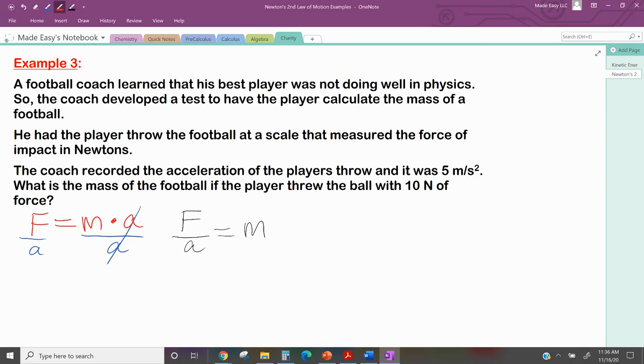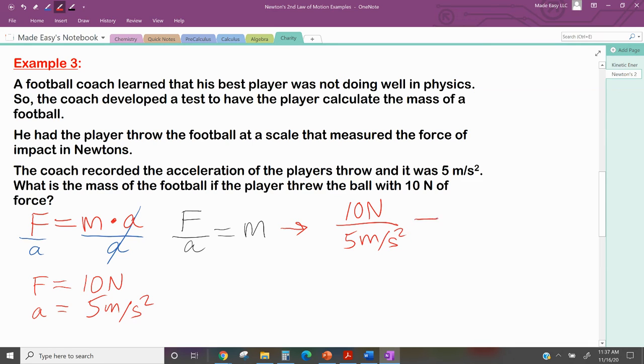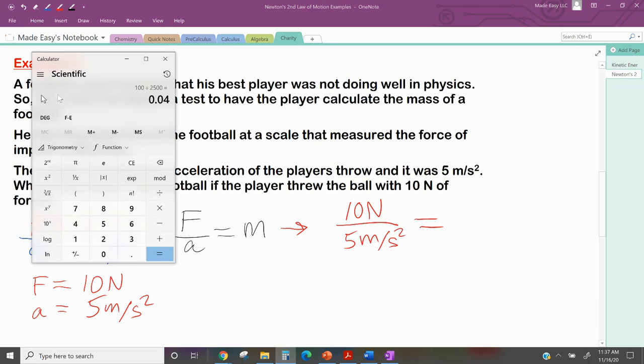Okay, so let's identify what our force is. It tells us in the problem that force is equal to 10 newtons. And what is our acceleration? Well, our acceleration is 5 meters per second squared. Okay, so we're just going to plug all this into that equation. And then we're going to have 10 newtons divided by 5 meters per second squared. Okay, and that should give us the mass of the football.